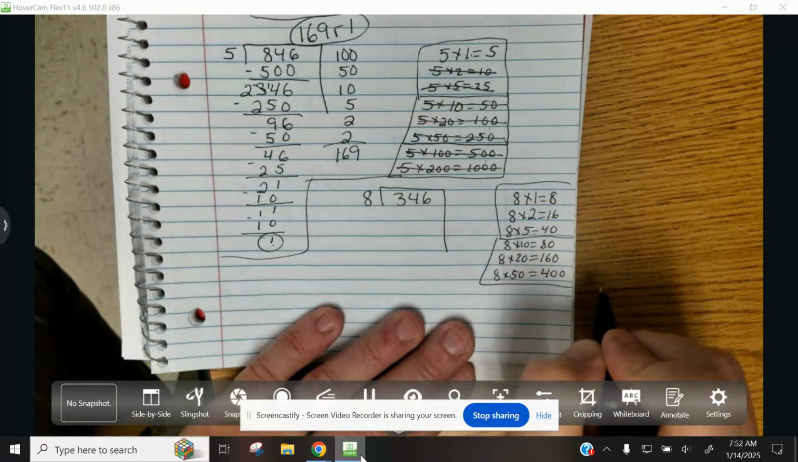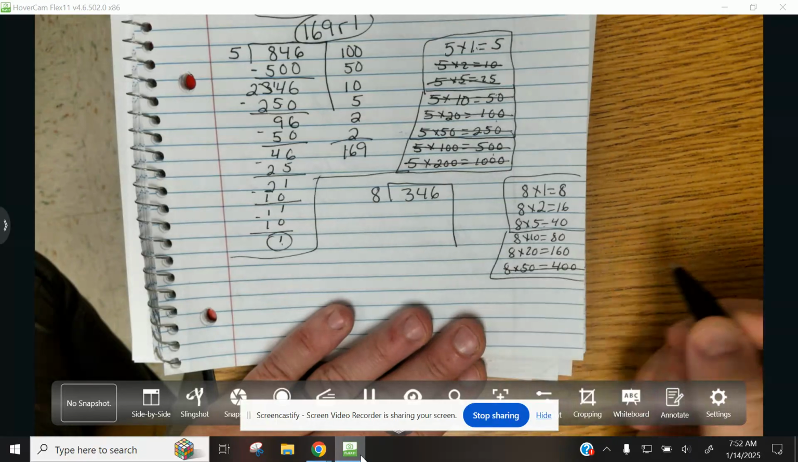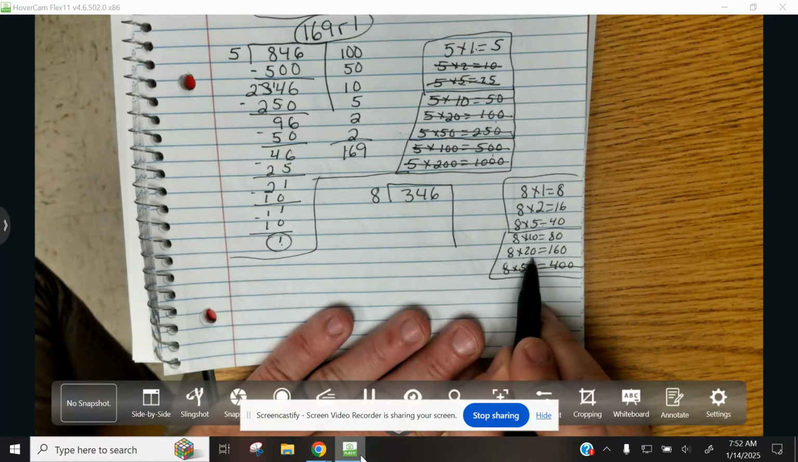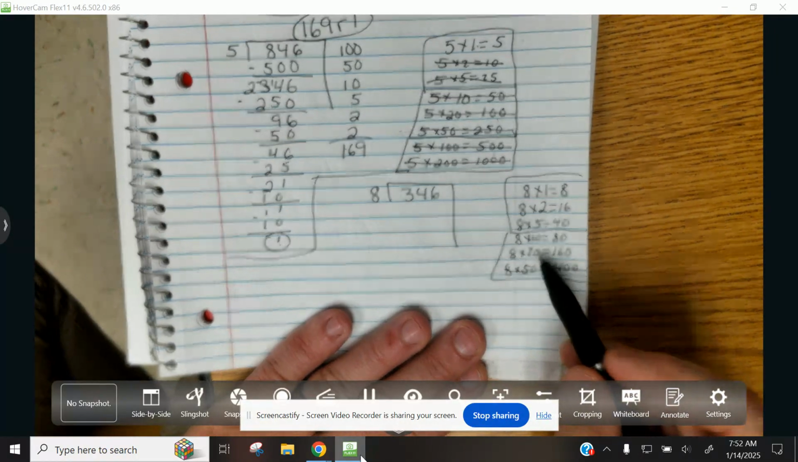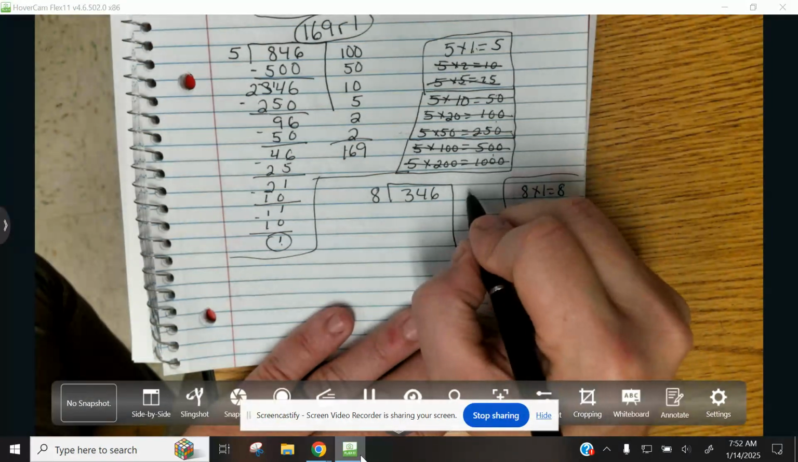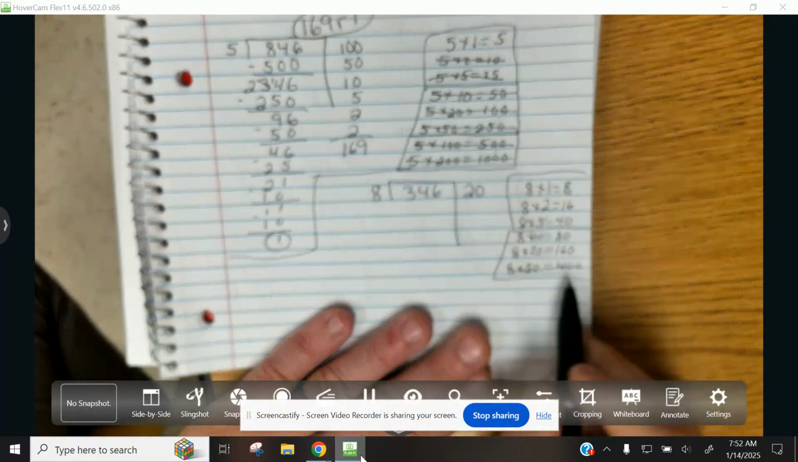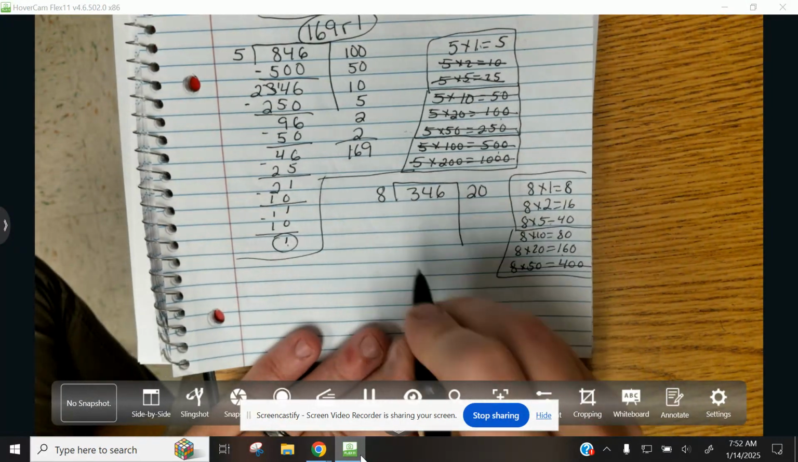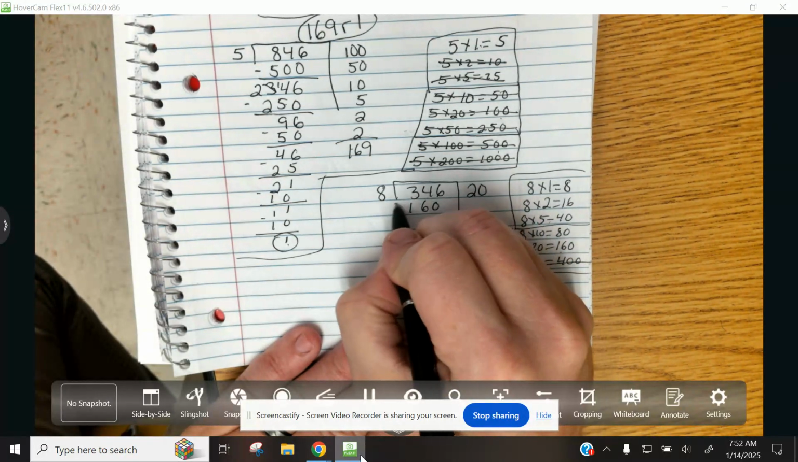So this one isn't as many facts. I'm going to cross that guy out. What am I going to use first? I'm going to use 20 times. So how many times can 8 go into 346? We're going to pick 20. Okay. How many starbursts did I use? 160. So I'm going to subtract the 160 right here.